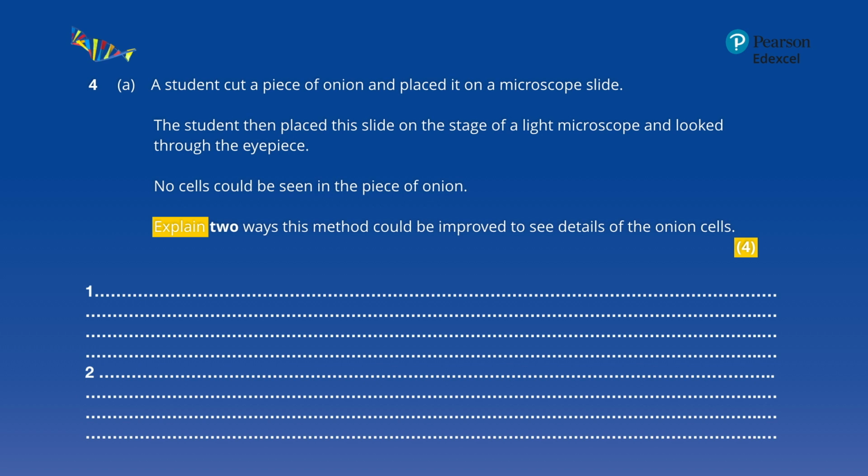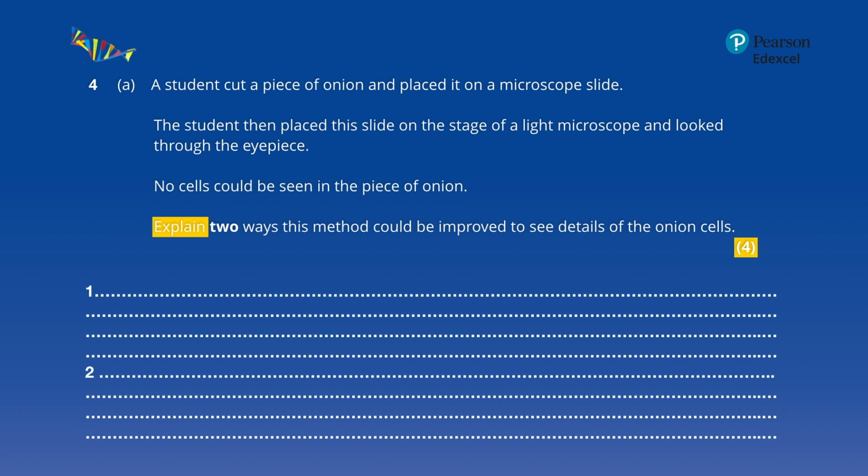There are several ways this method can be improved, but you can only gain 2 marks for improvements in this question. The other 2 marks must be for explanations of those improvements. The explanations should be correctly linked to the improvement to gain the explanation mark.